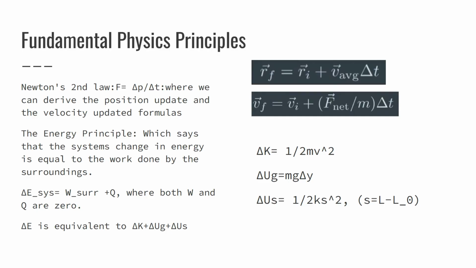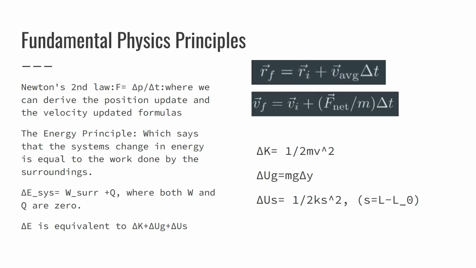The fundamental physics principles used were Newton's second law, where F equals delta P over delta T, where we can derive the position update and velocity update formula shown on the right. The energy principle, which says that the system's change in energy is equal to the work done by the surroundings, where delta E system equals W surroundings plus Q, where both W and Q are zero.